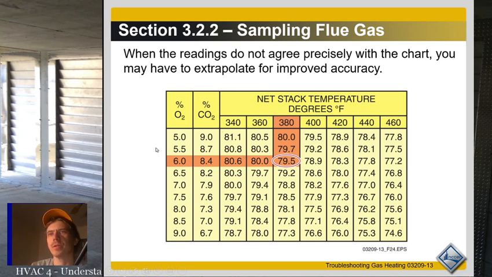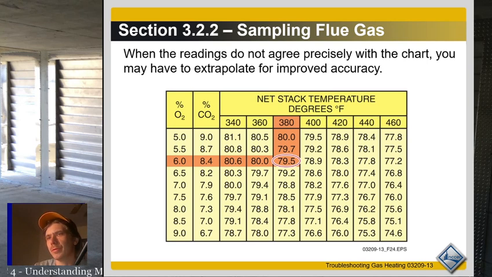But if you pay attention, if you had 5.7% O2 and 8.5% CO2 or something like that, and you were at 370 degrees, then you would probably be somewhere between 80.3 and 79.5, and you could probably extrapolate that out to what would that be? Probably close to 79.9, something like that.